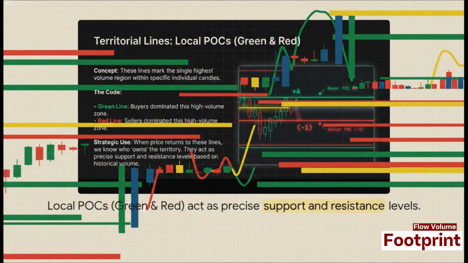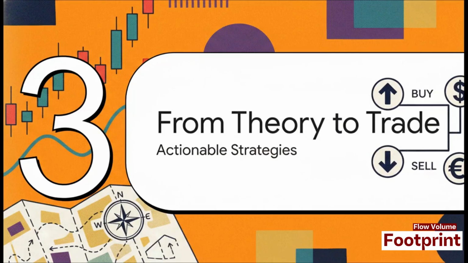Now, if the big yellow line is the capital city, think of these as the territorial lines drawn in the sand. Each one marks the highest volume spot from a single candle in the past. Green means buyers won that territory, red means sellers took it over. And what's amazing is when price comes back to these old lines, they act as super precise support and resistance levels. It's incredible.